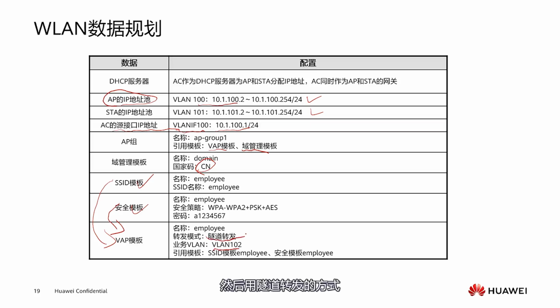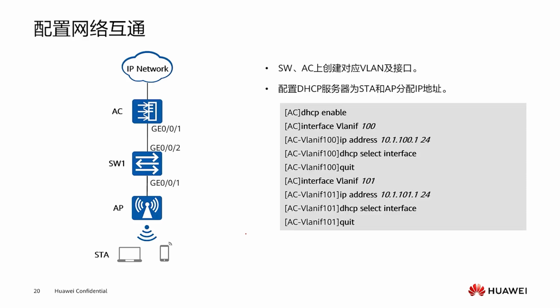Let's continue to look further. As we've already discussed, when configuring, what is the first thing we need? First, we need to configure network interconnectivity. If the network isn't connected, we can't do anything. Firstly, as we've mentioned, the DHCP server is set up on the AC, so we need to enable DHCP service on the AC. Then create our logical interface, WLAN 100, assign it an IP address, and then enable the DHCP service on this interface. Enable it, and then the second step is to create another logical interface.